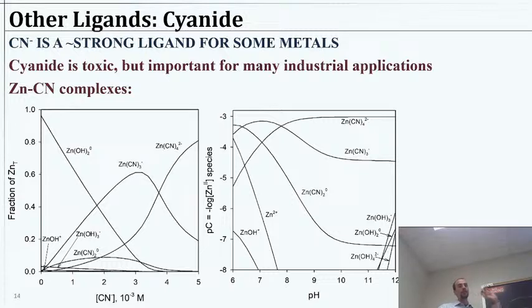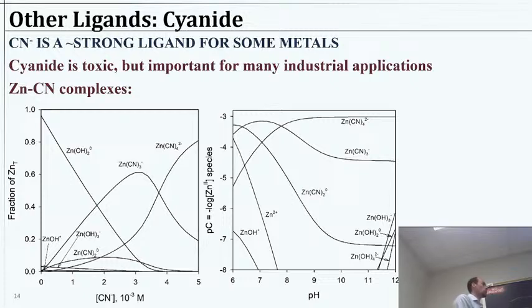So for one class, cyanide is a really strong ligand for them. So you might actually recognize that sometimes you use cyanide for things like silver or gold, grabbing them. So zinc is one example. So cyanide itself is toxic, but sometimes we end up using it.